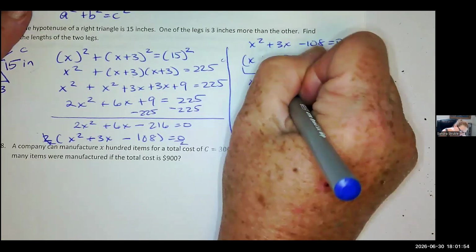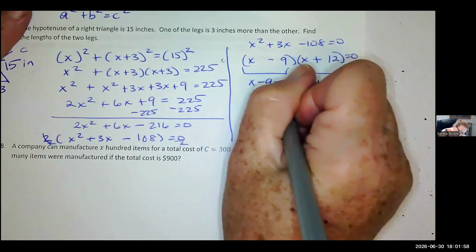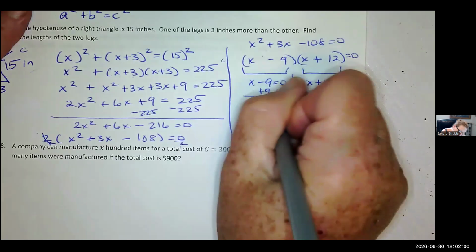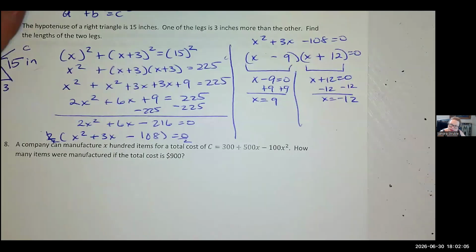Solve for x. Add 9 to both sides. X is equal to 9. Subtract 12 from both sides. X is equal to negative 12. This is measuring length. This is the length of a leg. It can't be negative.